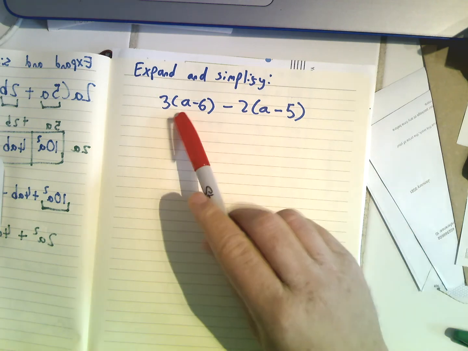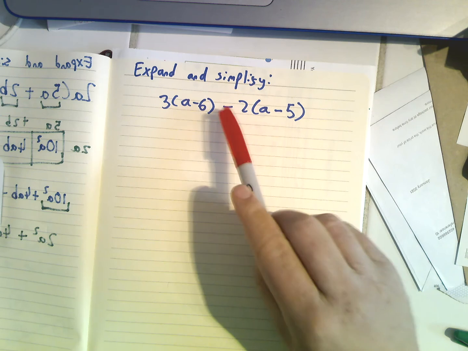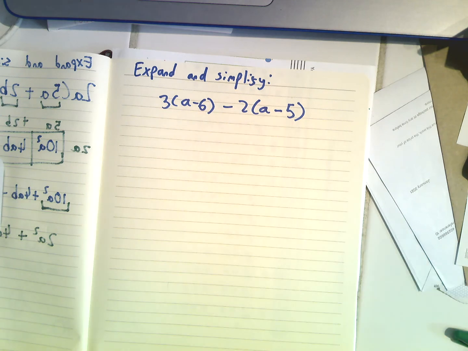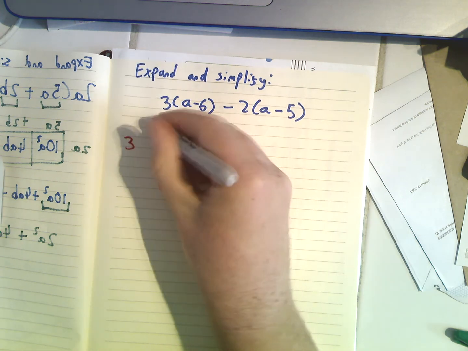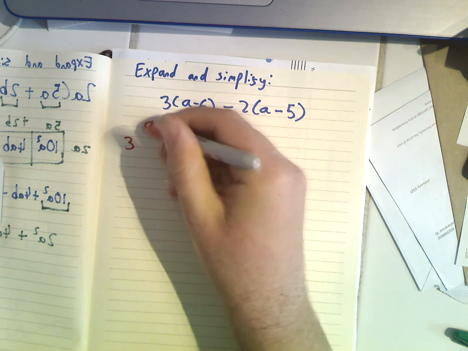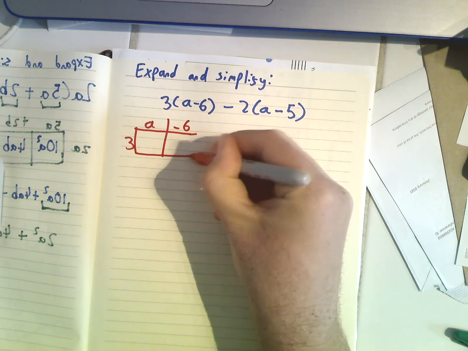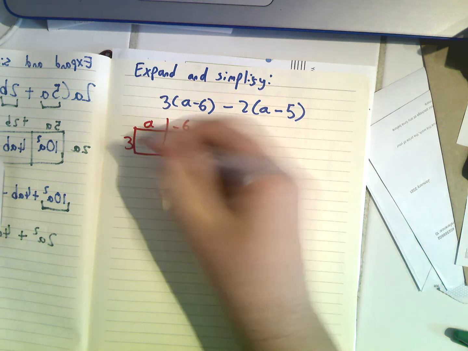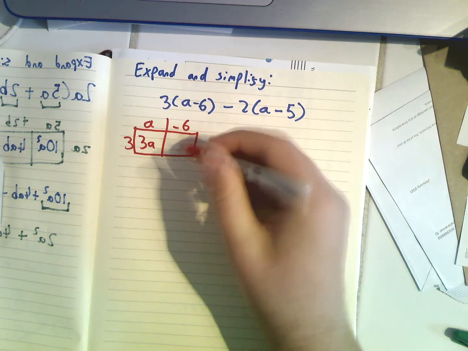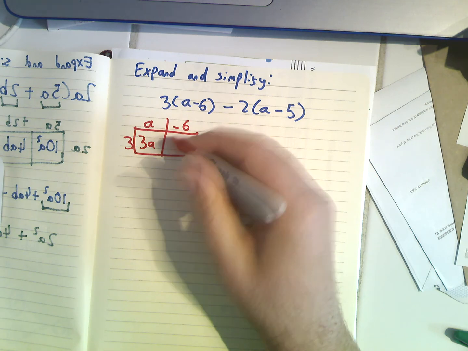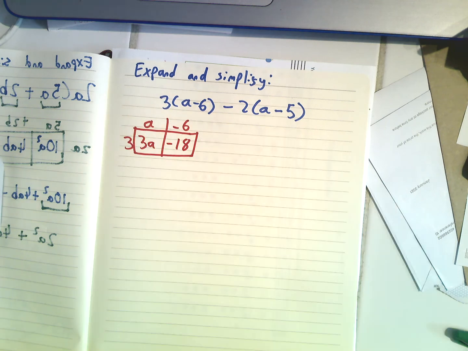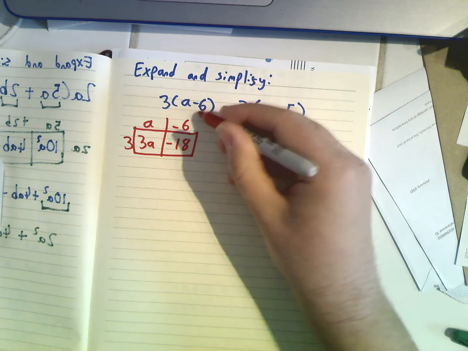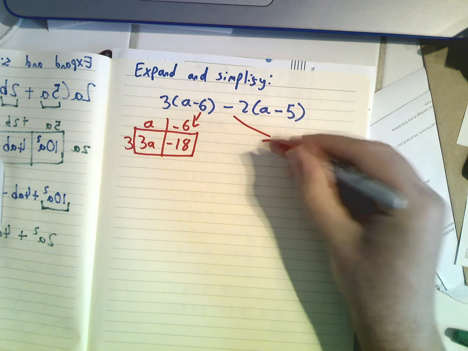What we have in this case is two brackets and there's a subtraction here. So what we'll do is treat each bracket separately. We've got 3 times a minus 6. So 3 times a is 3a. 3 times minus 6: well, 3 times 6 is 18, and this is a positive times a negative, so it's going to be negative 18. It's going to be important to make sure we get these right. So think of this as this bracket here. And now we've got this bracket to do.